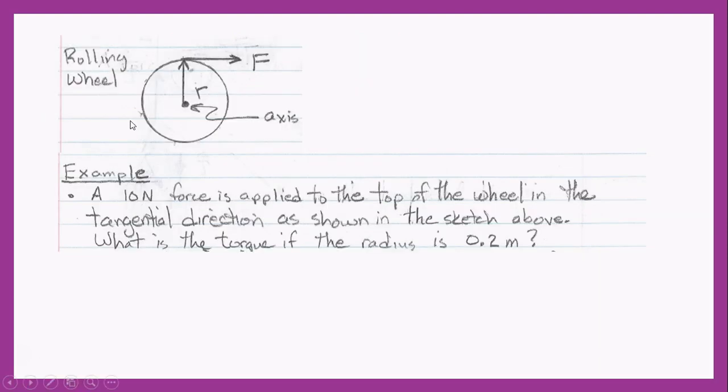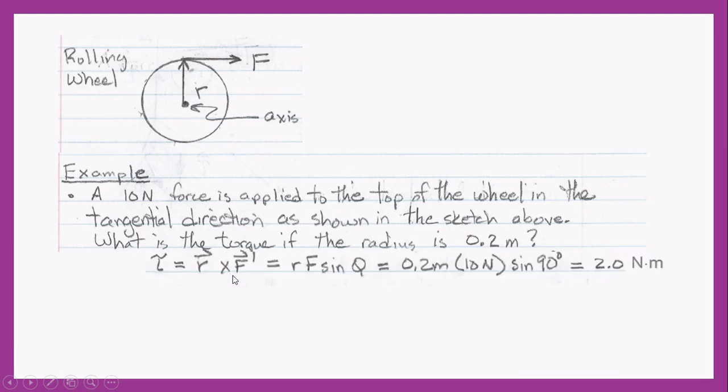Let's look at an example of calculating torque for this rolling wheel. It has a lever R and a force is applied to it, F, at the end of the lever. In this example, the force has a magnitude of 10 newtons and it's applied to the top of the wheel in the tangential direction. That means that it will be at 90 degrees or perpendicular to the lever. And the question's asking us, what is the torque if the radius is 2/10 of a meter? So that means the length of our lever is 2/10 of a meter.